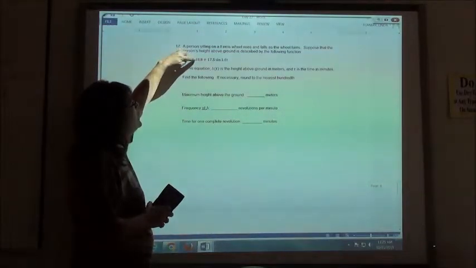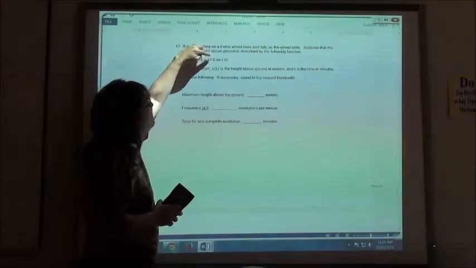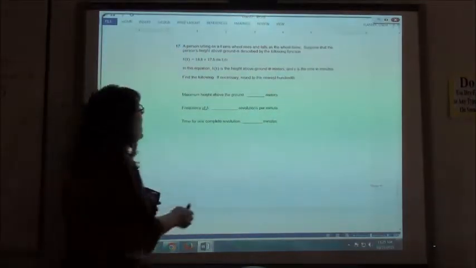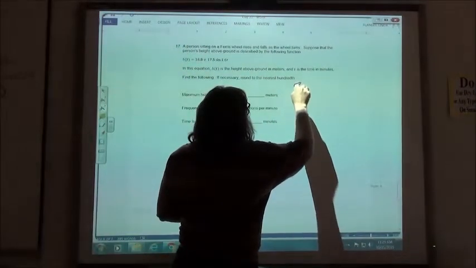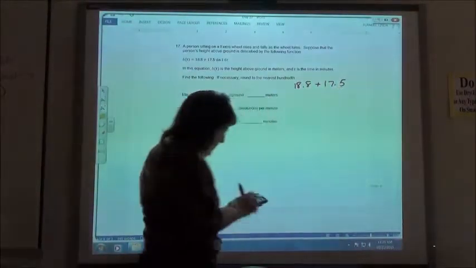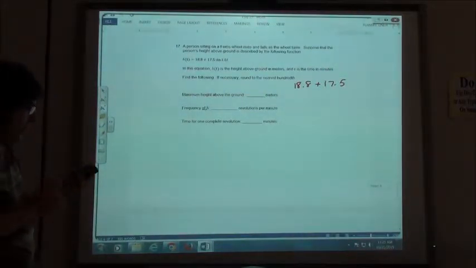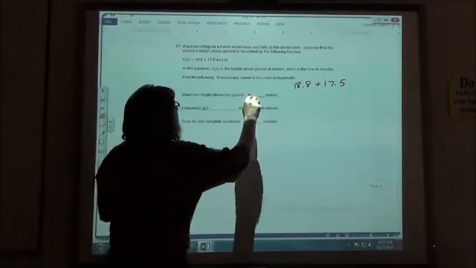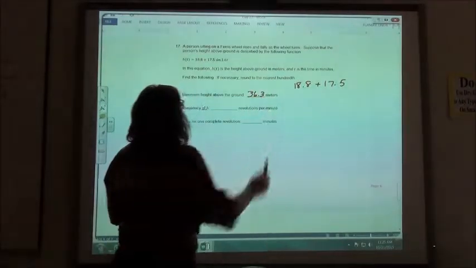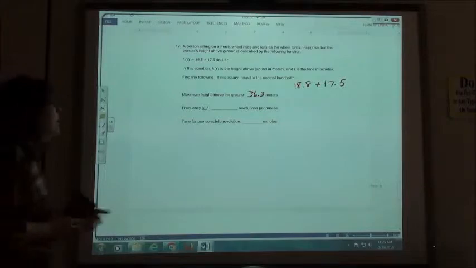Well, this is my starting shift. I shifted up 18.8. My amplitude is 17.5. So if I take 18.8 and add my 17.5, I get 36.3. So 36.3 meters is going to be the maximum height that I am above the ground.